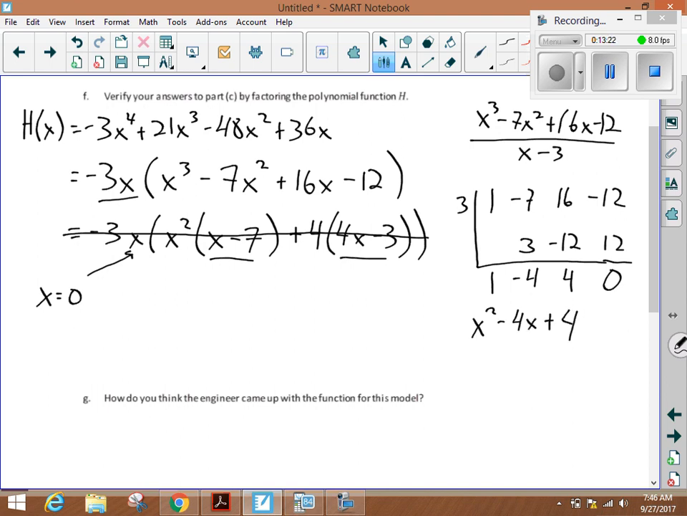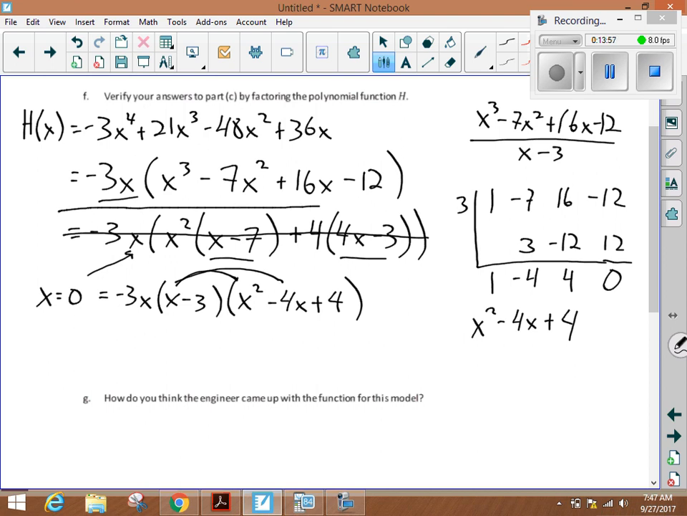Okay, now we've gotten somewhere. So what does that mean? That means that I can factor this thing. That means that this is equivalent to negative 3x times x minus 3 times x squared minus 4x plus 4. Beautiful. It's true, right? If I was to distribute this back in, I would wind up with this guy, right?